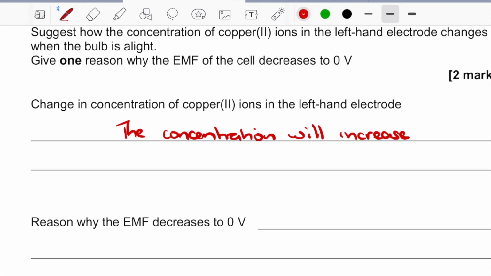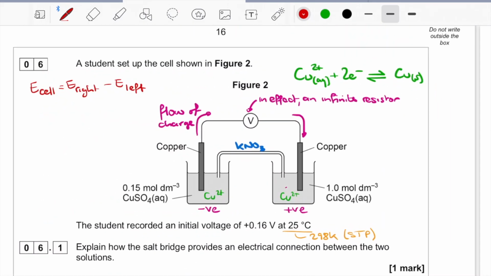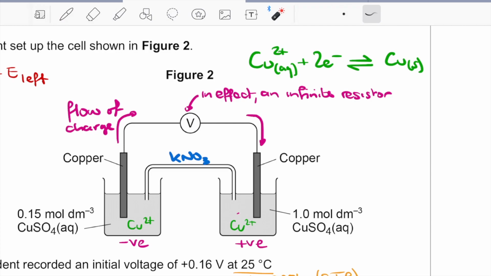Okay, so then it asks us for the reason why the EMF decreases to 0. This is an extension of our answer to the previous part, where we've said the concentration will increase. So again, if we go back to the original diagram, we've established already that the concentration here is going to increase. So what happens to the concentration on the right? On the right, we're getting more electrons, so they're arriving. So our electrons are increasing, and our position of equilibrium is going to shift to the right to remove those electrons. In doing so, the concentration of the copper 2 plus ions is going to decrease. So we've got the concentration on the left-hand side increasing and the concentration on the right-hand side decreasing, and they will continue to increase and decrease until they become equal.